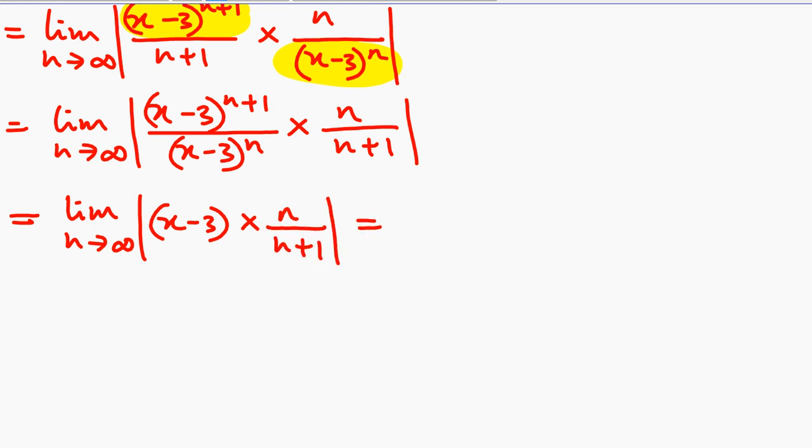Now we can factor out x minus 3. Remember, we are finding the limit as n approaches infinity. x is just a dummy variable here. We can take it out. So we'll have the absolute value of x minus 3. Remember, it's an absolute sign of the limit.